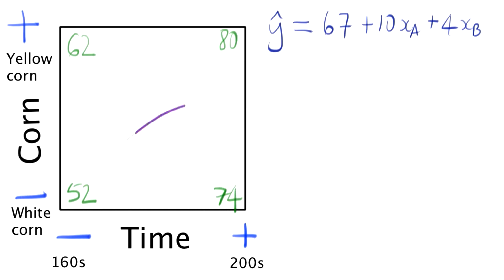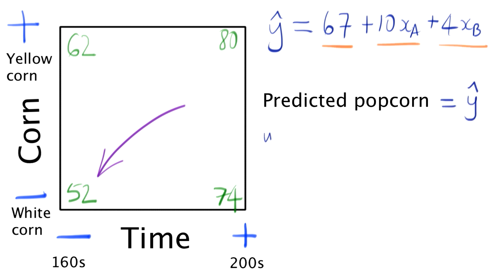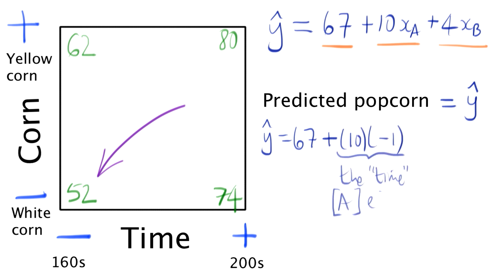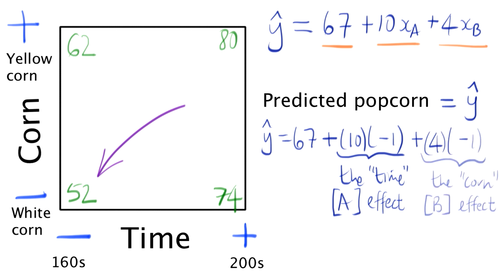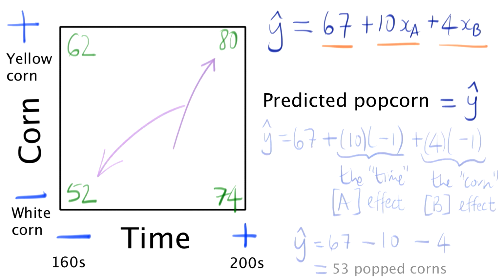Recall that shorter cooking times and white corn both resulted in fewer number of popcorn. Let's try to predict the amount of popcorn under these conditions. We start with the baseline value of 67, then the effect of 10 is multiplied by -1 because we're at short cooking times. And the effect of 4 is multiplied by -1 because we're using white corn. This gives a prediction of 53 popped corns. That's pretty close to the actual value of 52.